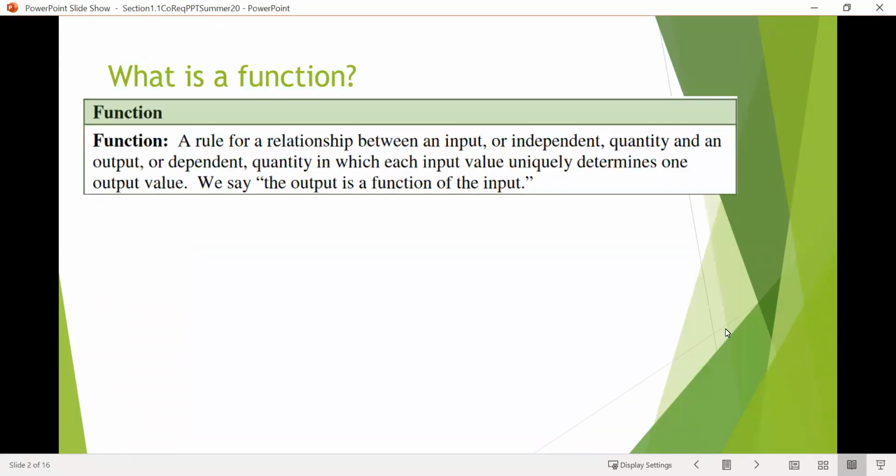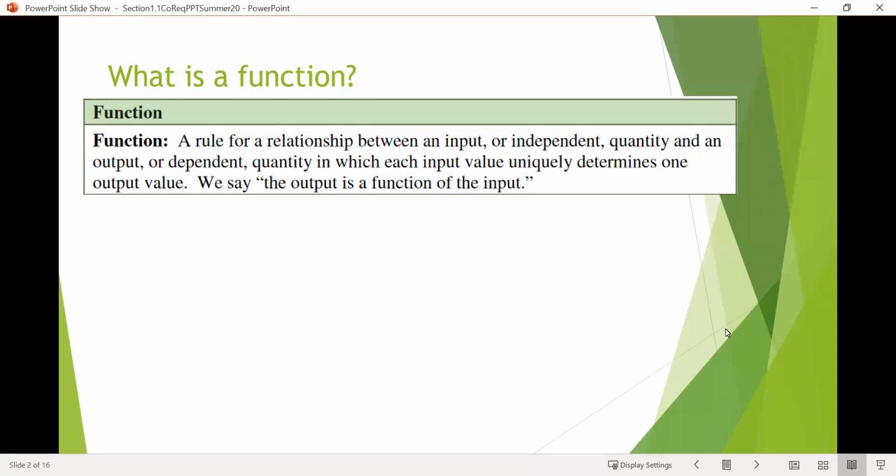All right, so jumping right into it. Section 1.1, we talk about what are called functions. So a function, from the definition in our book, is a rule for a relationship between an input or independent quantity and an output or dependent quantity in which each input value uniquely determines one output value. We say the output is a function of the input.